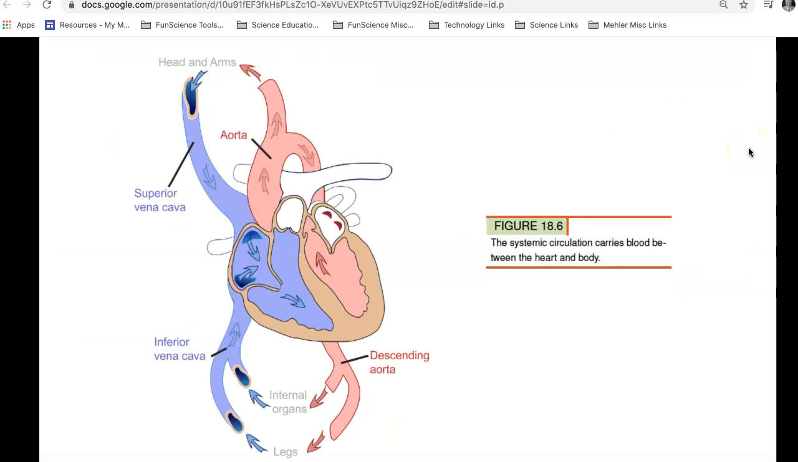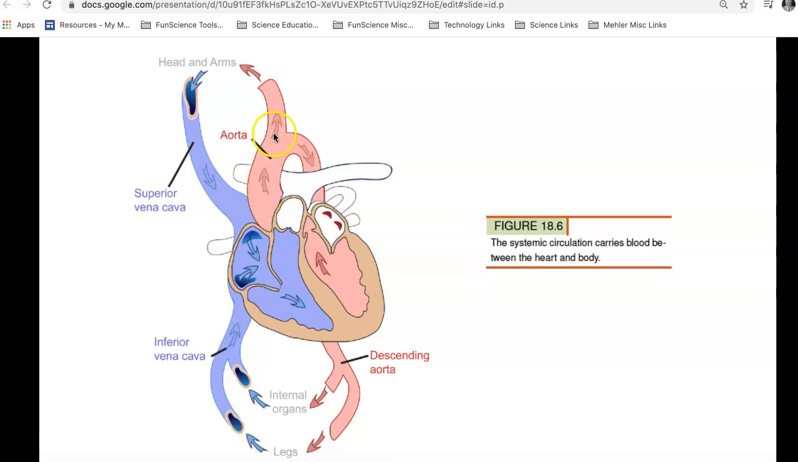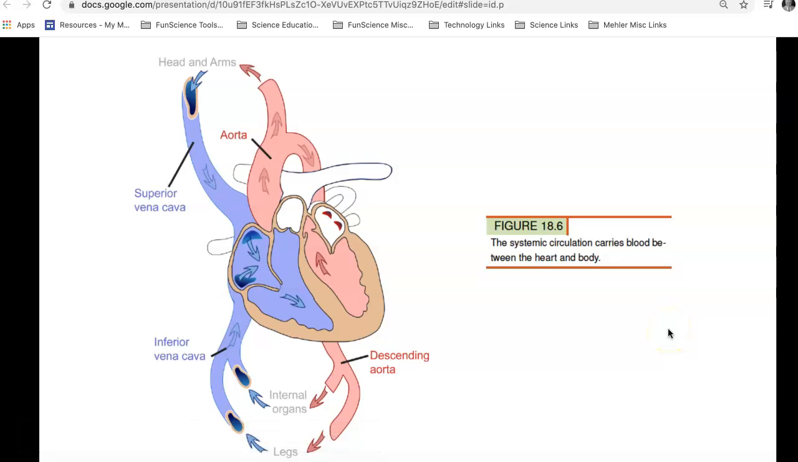This diagram will be in the quiz, and this is a diagram of your systemic circulation. So let's take a look at this. Here's our heart, and notice the largest artery moving out of the heart is called the aorta, and as it branches, it's moving blood up to our head and to our arms. The other side of the branch comes down here below the back of the heart. It's called the descending aorta, and this is taking blood to our legs and also our internal organs.